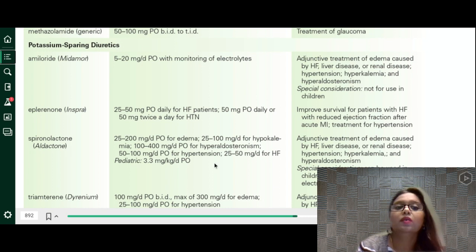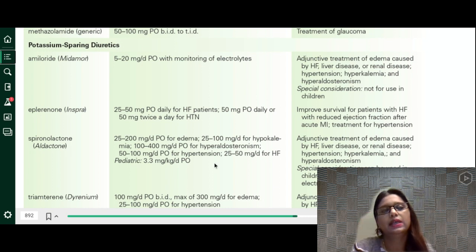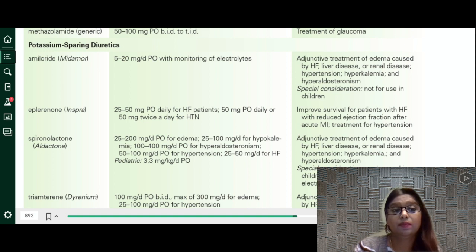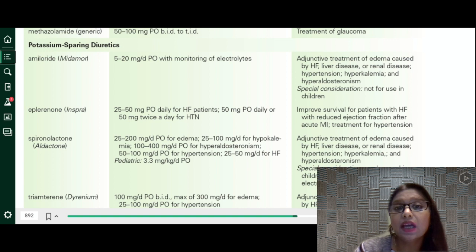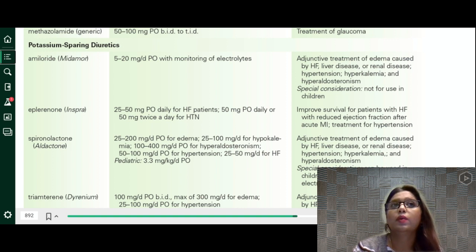Hyperaldosteronism. Now, during this lecture, if you have any questions, if a specific question comes to your mind, write it down on the side, and we are going to discuss it after the session. We are going to have a question and answer session after finishing up this lecture.